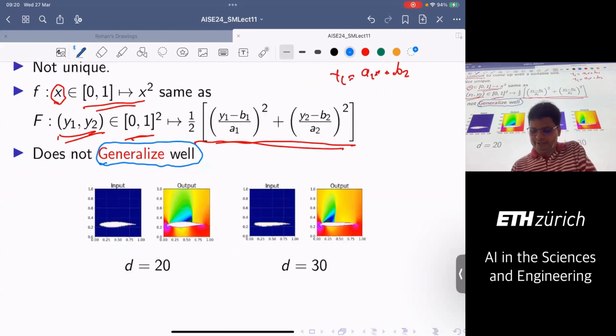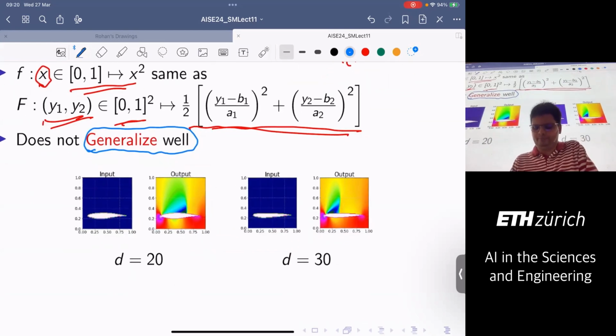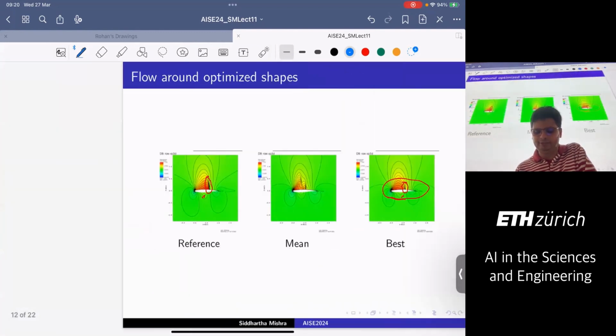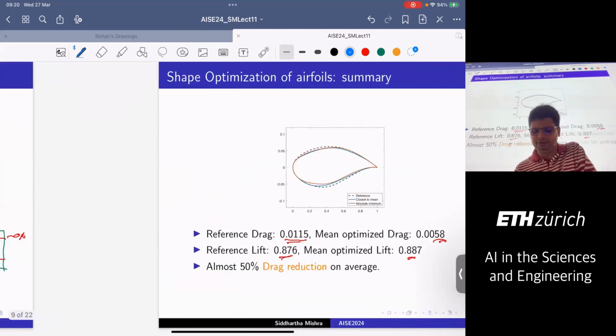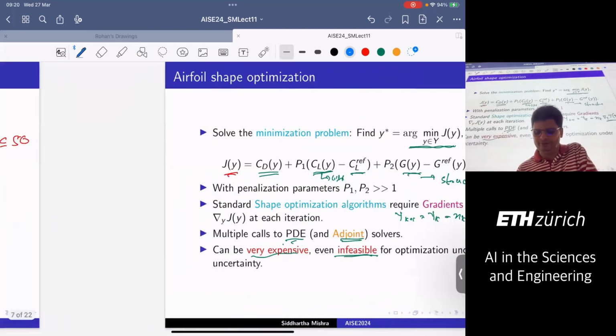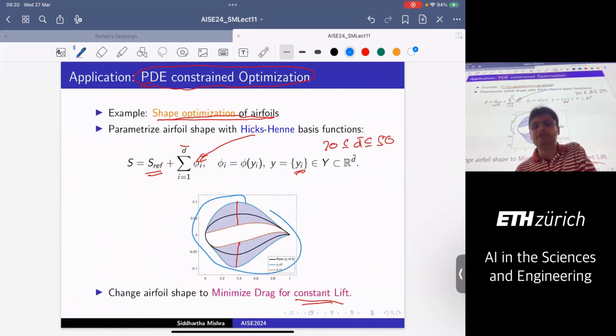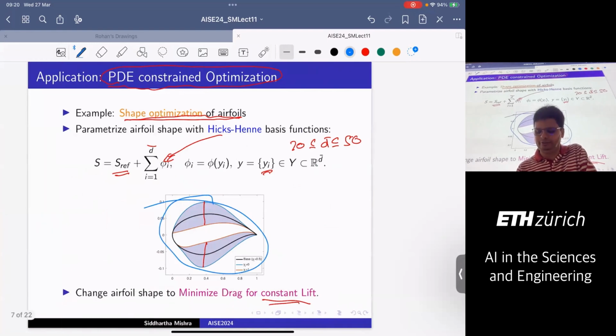Okay, so here is an example, which is quite instructive in some sense. This is the same Higgs-Henne airfoils, the way that I told you. And here I took an input dimension of d equals 20. So this is how the airfoil looked like. And this is very much in the setting that we had, right? This setting, 20 dimensions. So you could generalize the airfoil.